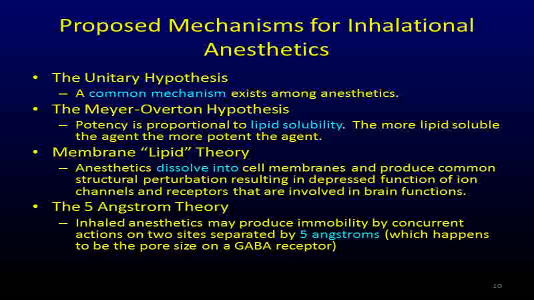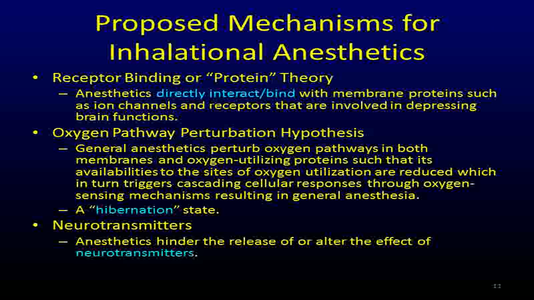So that's a theory. The 5-angstrom theory, this one's kind of cool. It says that these inhalational agents all work on receptors that have pores that are 5 angstroms in distance. And it just happens that the GABA receptor has a pore diameter that is 5 angstroms. And then the simple receptor binding theory, or the protein theory, says that these agents will bind to proteins. That's basically what it's saying. And those proteins are in your central nervous system.